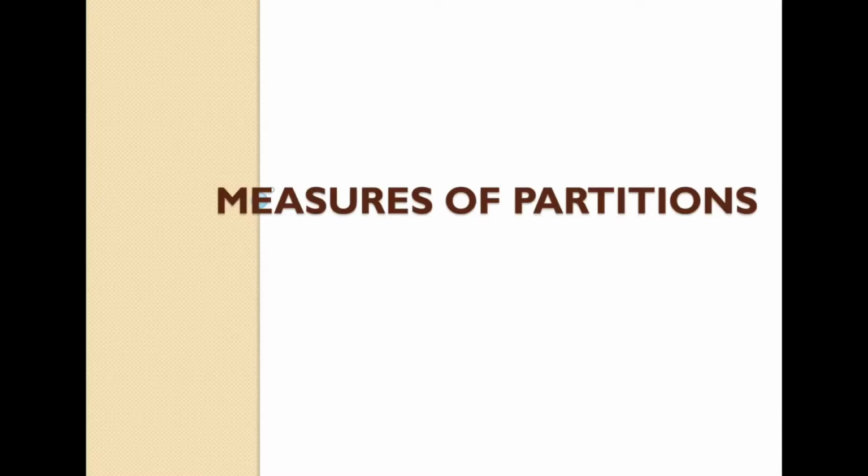And today we'll be looking at the measures of partitions. The last time we met, we looked at several measures of dispersion, ranging from the range to the mean deviation, to the standard deviation, to the variance, moment, skewness, kurtosis. So today we'll be looking at the measures of partitions, both grouped and ungrouped data for quartiles, deciles, and percentiles.